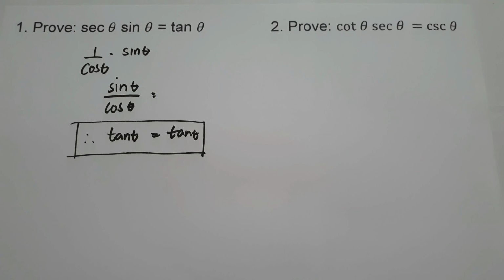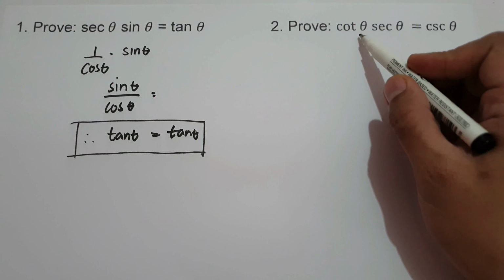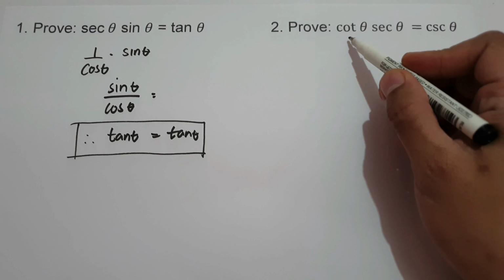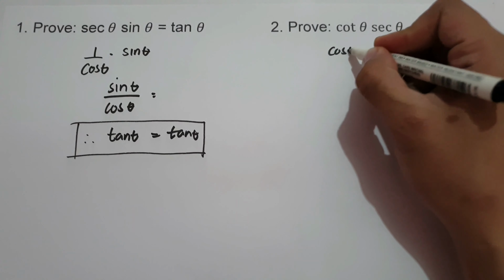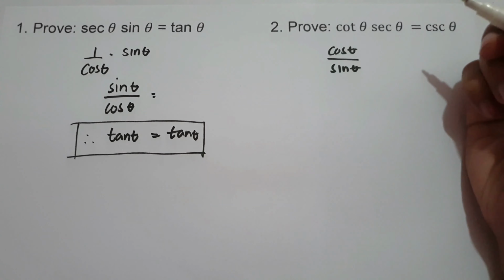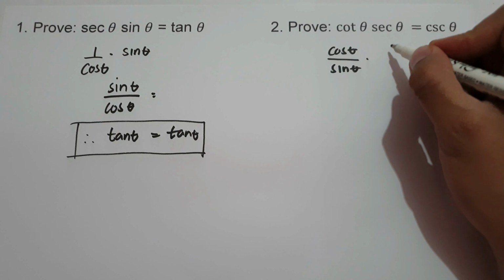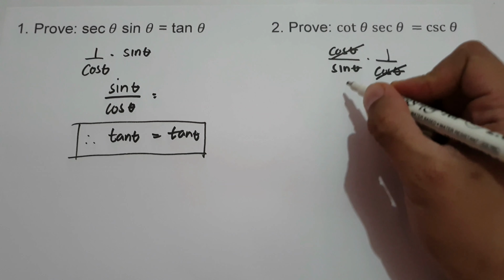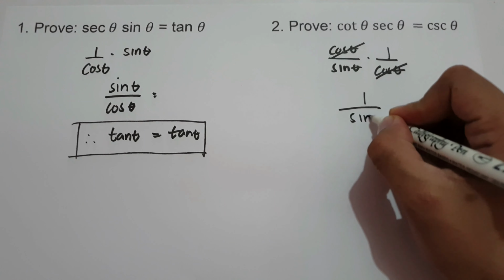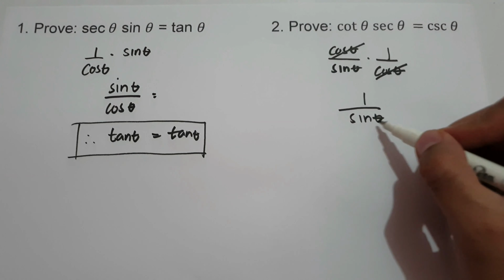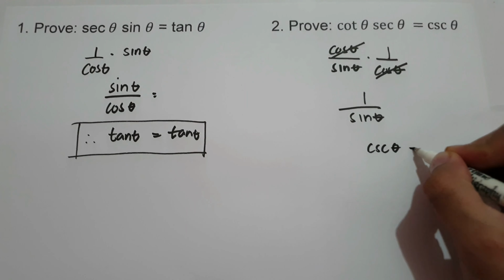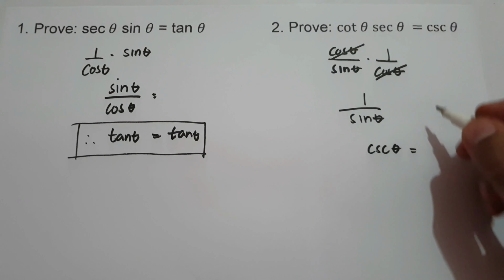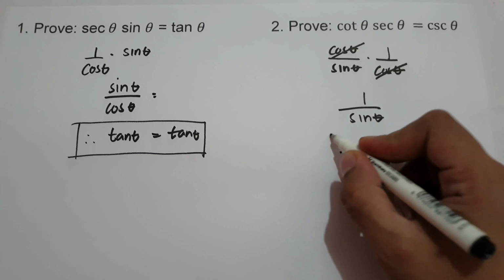On the second example, we are going to prove cotangent theta multiplied by secant theta is equal to cosecant theta. We all know that cotangent theta is equal to cosine theta over sine theta. And secant theta is 1 over cosine theta. So let us cancel this one. And we are going to have 1 over sine theta. And 1 over sine theta is equal to cosecant theta. Therefore, we prove that cotangent theta times secant theta is equal to cosecant theta.